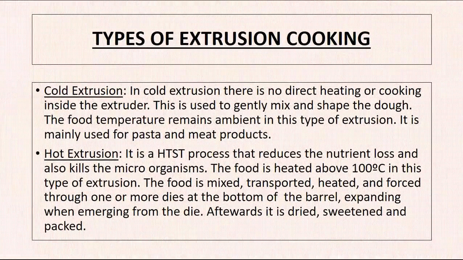Then, there are types of extrusion cooking. So, firstly, we'll talk about cold extrusion. In cold extrusion, there is no direct heating or cooking taking place inside the barrel, and it is used mainly for the manufacturing of pasta and meat products. Then we have hot extrusion. We all know it is a HTST process, and in this the food is heated above 100 degrees Celsius, forced between one or more dies, and then finally dried, sweetened, and packed.